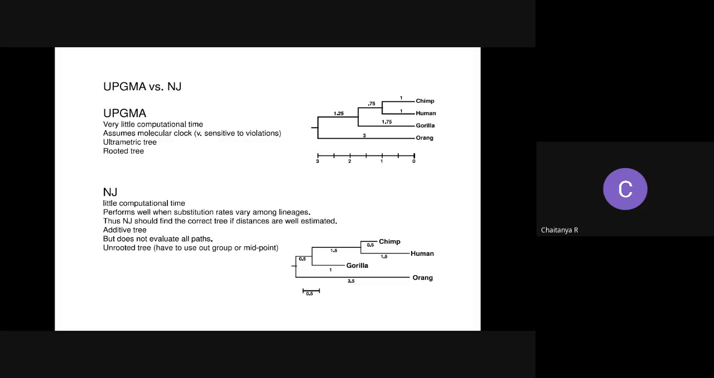The other big difference, of course, is that UPGMA gives you a rooted tree, and neighbor joining gives you an unrooted tree, which you will have to root using the midpoint rooting method, like we just did. Okay, any questions so far before we move to the practical session?